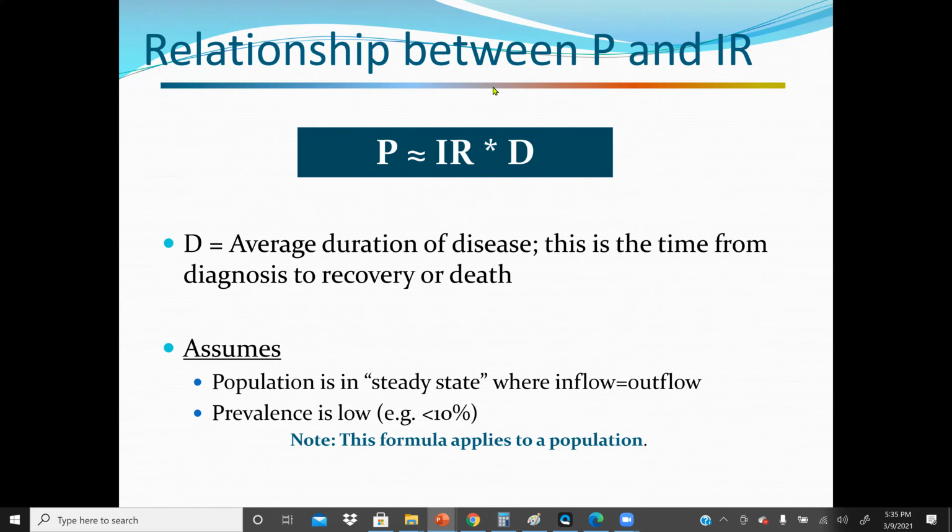So the relationship between prevalence and, again, incidence rate. Prevalence is approximately equal to incidence rate times D. D is the average duration of disease. That is the time from the diagnosis to recovery or death. Duration of disease will have only two options: either the person dies from the disease or recovers from the disease. So the prevalence is always approximately the incidence rate times the average duration of the disease.